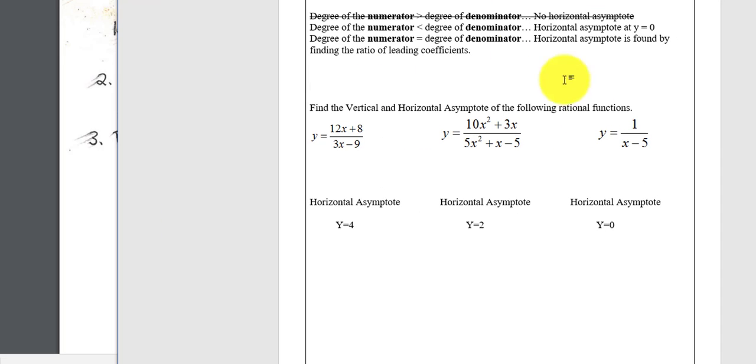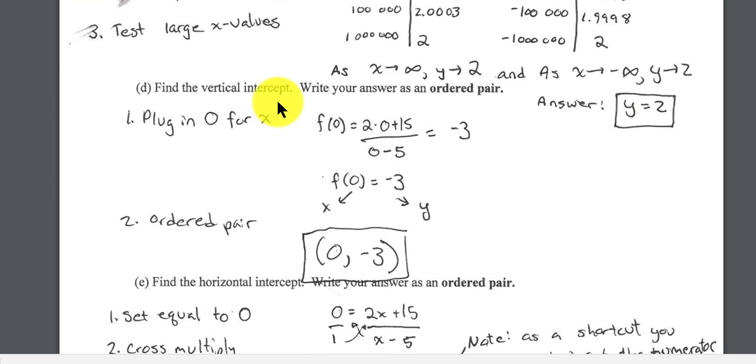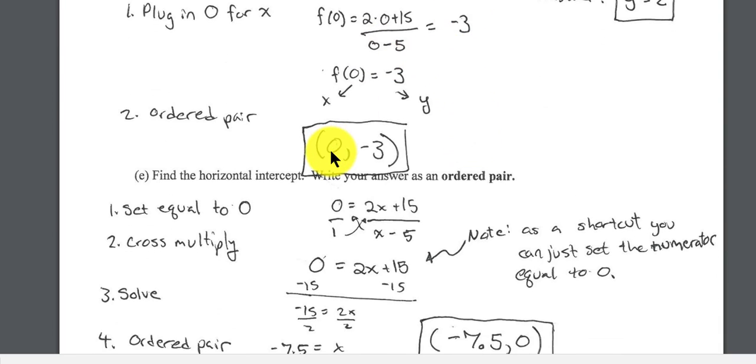I like this method better, right? Just simply dividing the leading coefficients. Right, simply dividing the 2 and the 1 to get 2. Vertical intercept, sub in 0 for x, solve for y. Right, as an ordered pair, 0, -3.